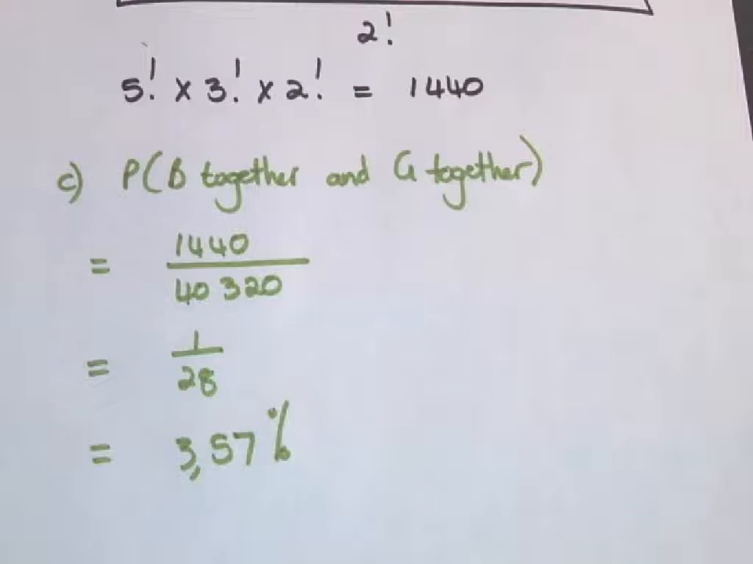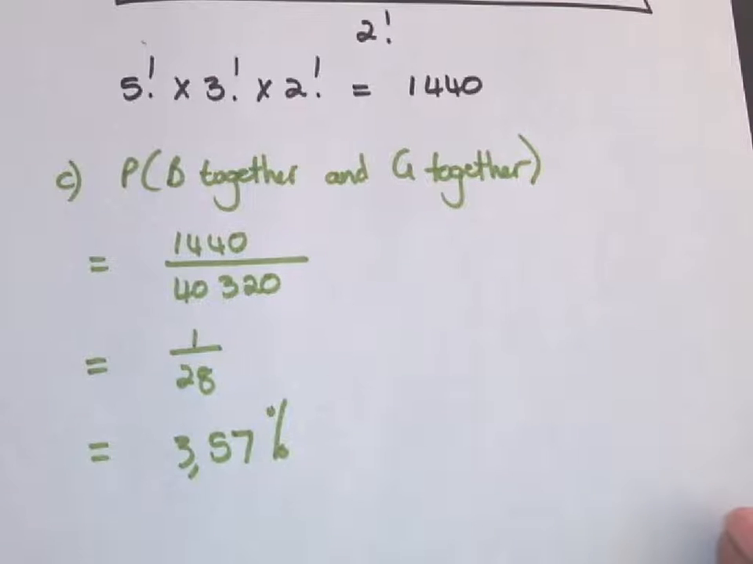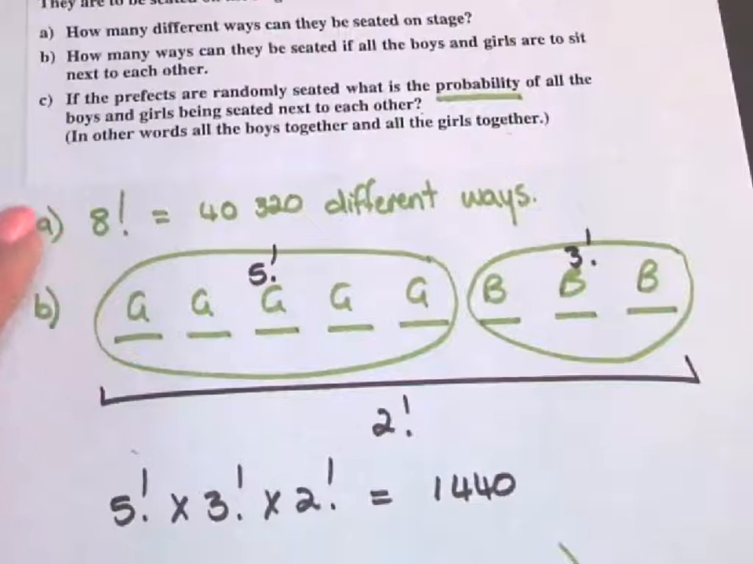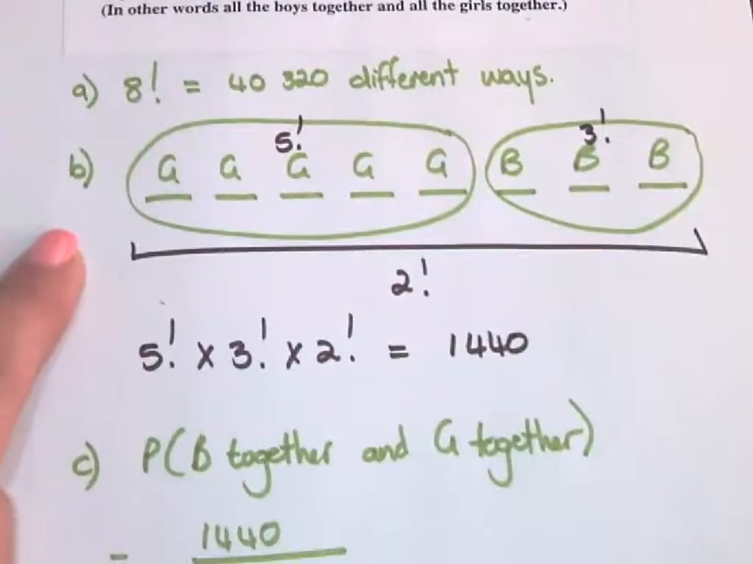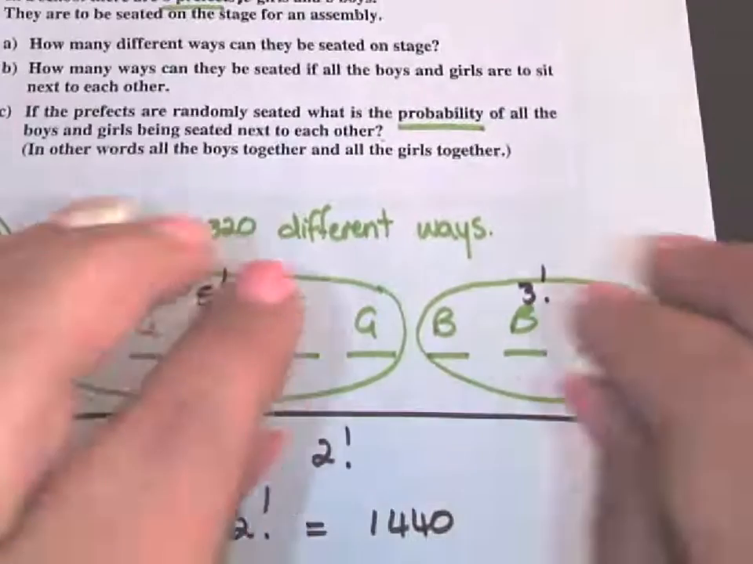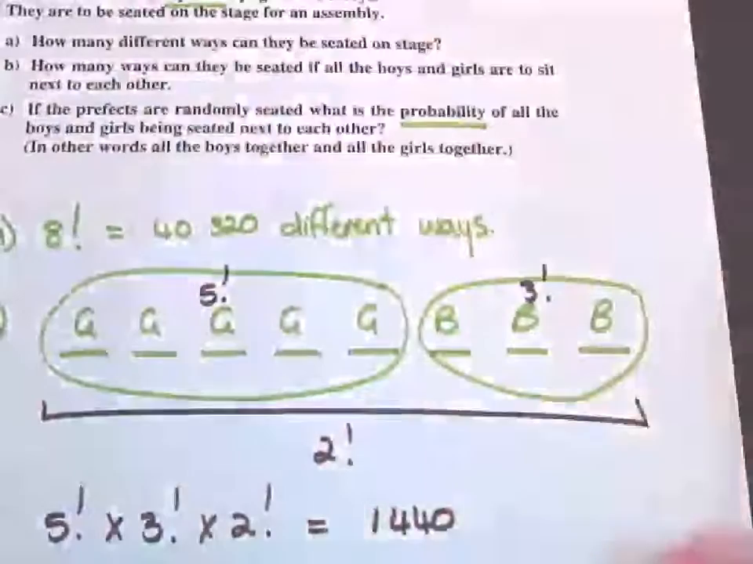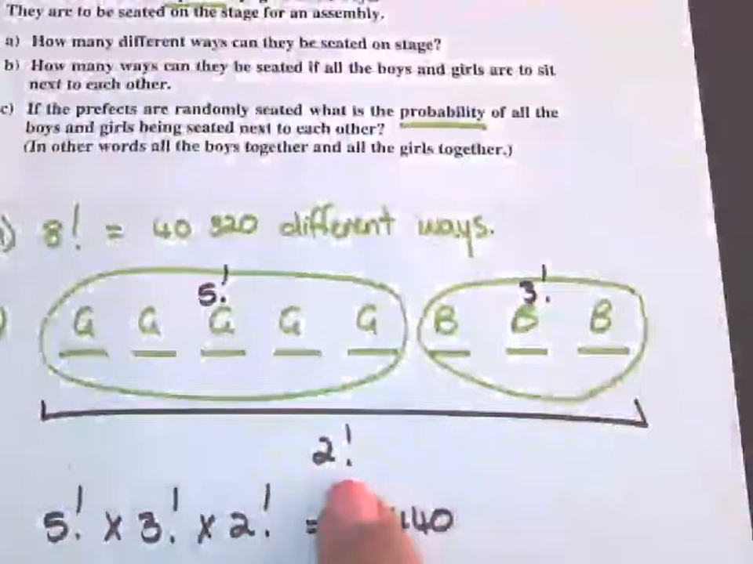I understand 8 factorial, I understand that part. But why are we multiplying the 2 factorial as well with the 5 factorial? Why don't we just say 5 factorial times 3 factorial? Because these 2 groups can also be shuffled. They can sit like this, or they can sit like this. So there are 2 ways to do that. Yes. Okay.